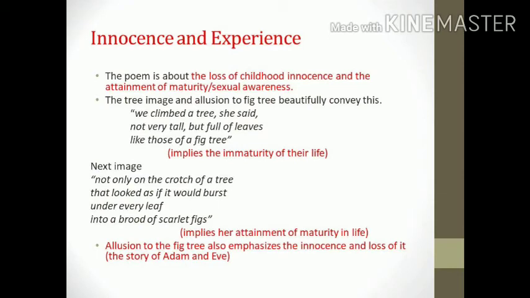These are lines from the second part. And look at the tree now. The tree is about to blossom into fig fruits, implying the maturity and experience of their life. It also conveys the sexual urge of the girl. The allusion to the fig tree also emphasizes the innocence and the loss of it. It connects to the story of Adam and Eve and their innocence and their loss of innocence.